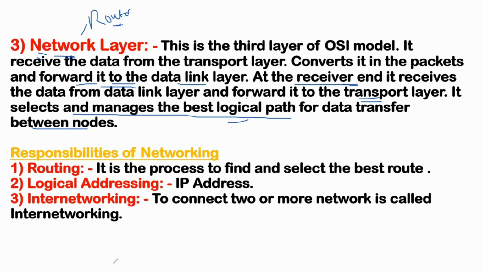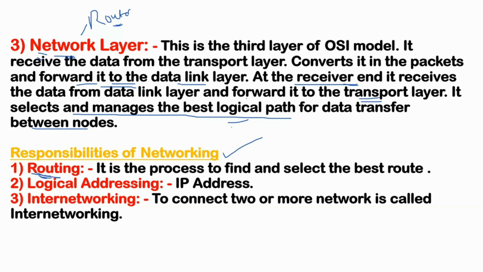So you can see here we have some responsibilities of this network layer. First is routing. Network layer is responsible for routing. Routing is the process to find and select the best path. Select best path means what?